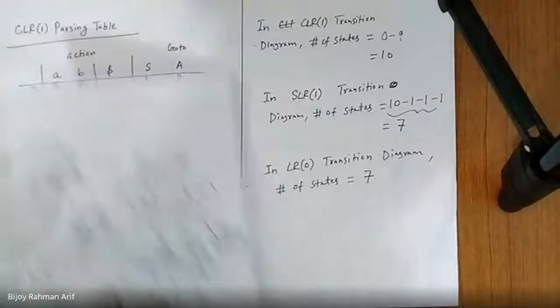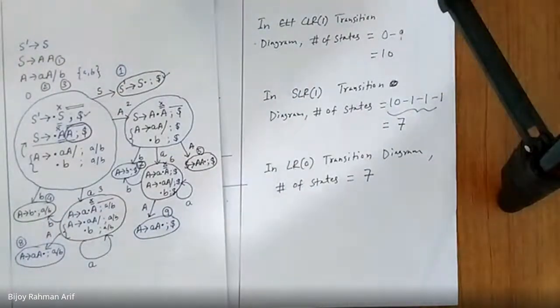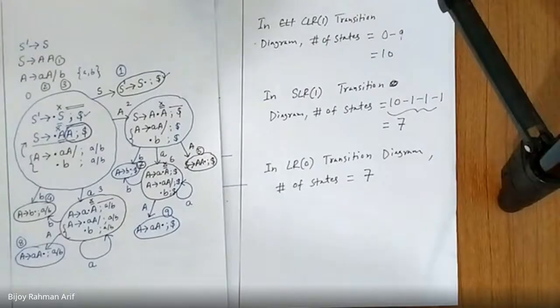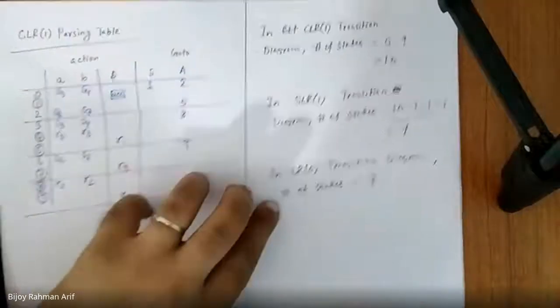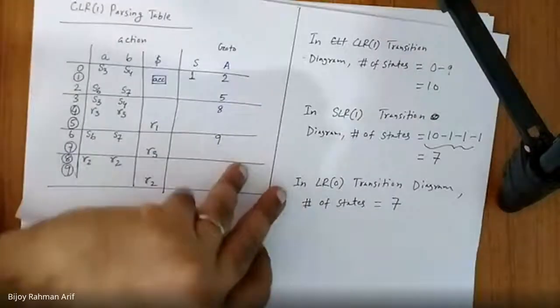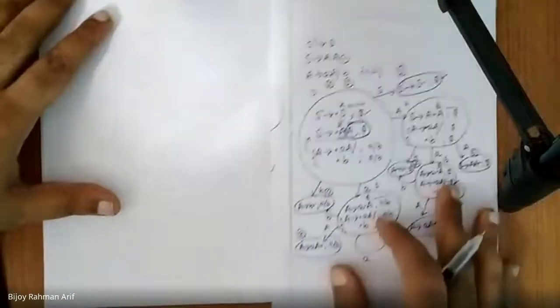Now what happened? We see that in CLR1, the number of states might increase. Am I right? Might increase. Now, is it good or bad? Did you remember the last class? We have compared a little bit.